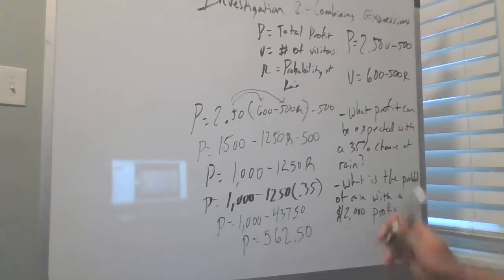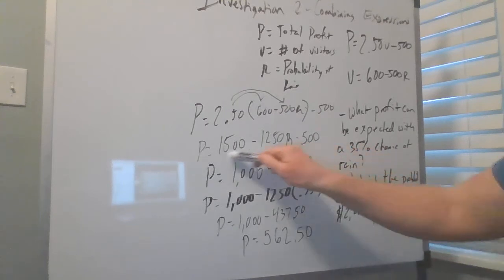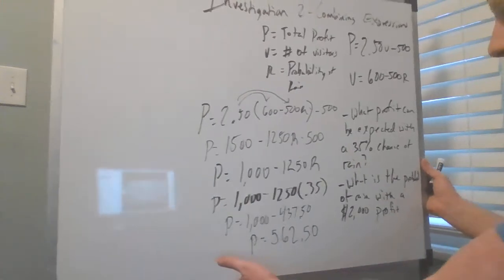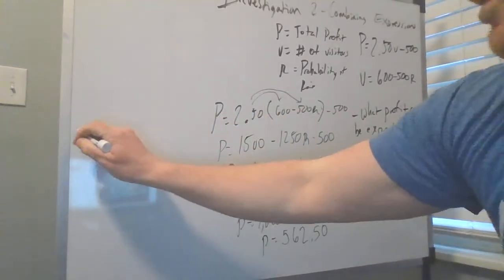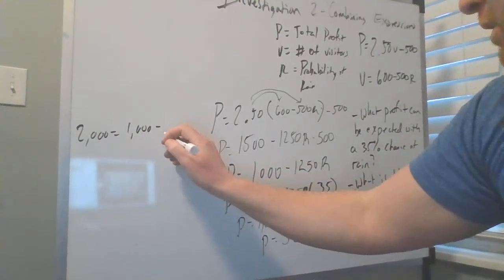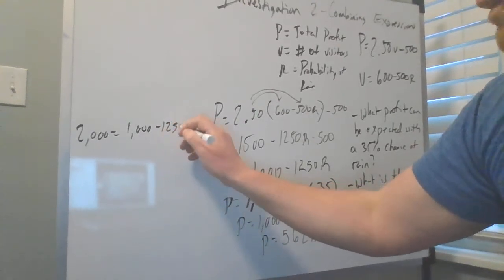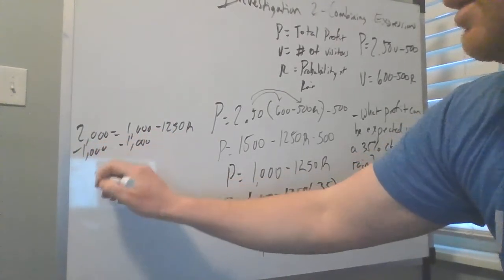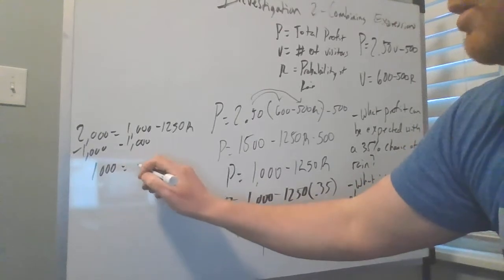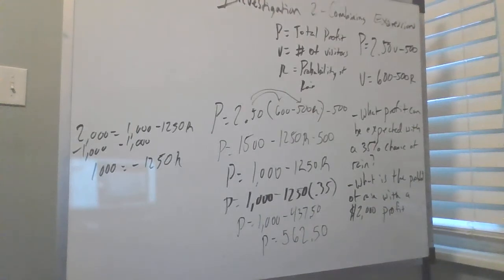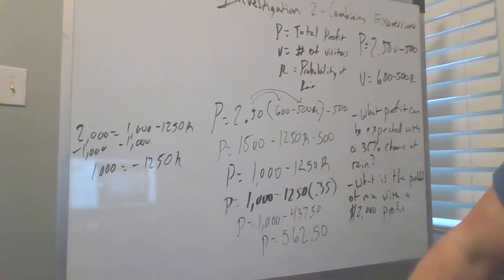All right, so now this next question says, what is the probability of rain with a $2,000 profit? Again, using just this equation right here, I'm going to rewrite this equation with the letter I know. I know the profit is 2,000. So over here, I'm going to do 2,000 in place of the P is equal to 1,000 minus 1250R. Subtract 1,000, combine your like terms. All right, so I have 1,000 equals negative 1250R.